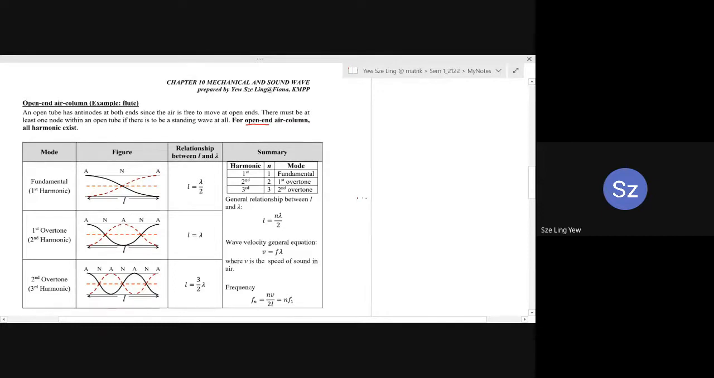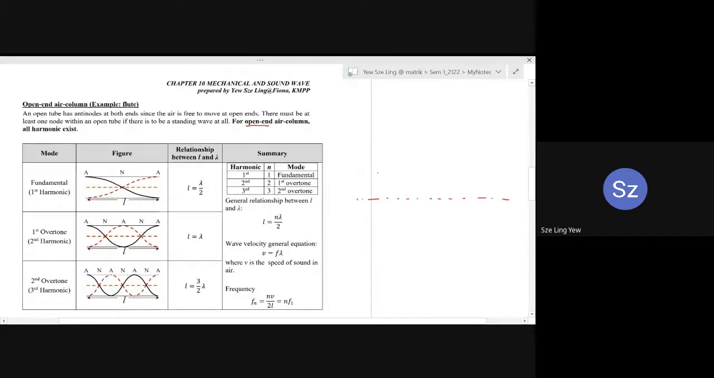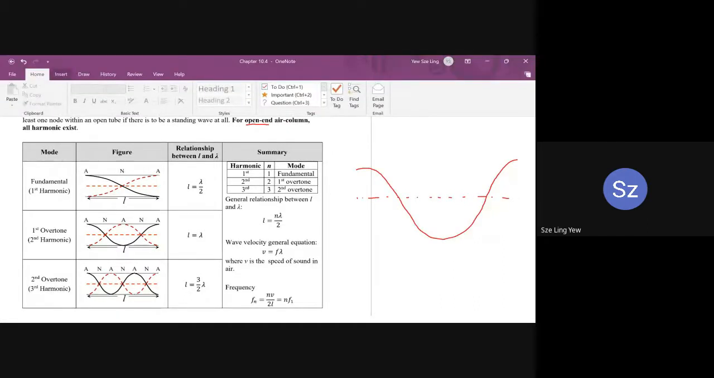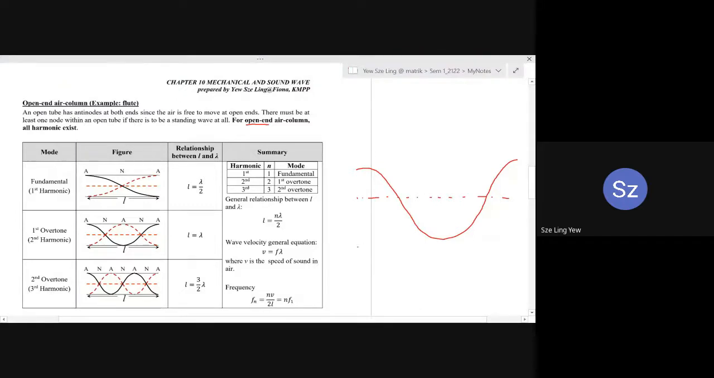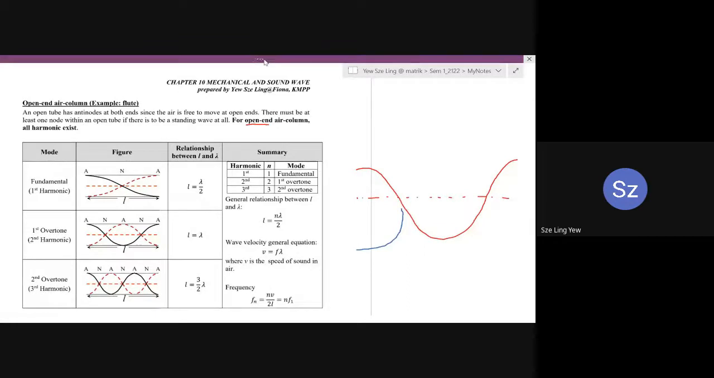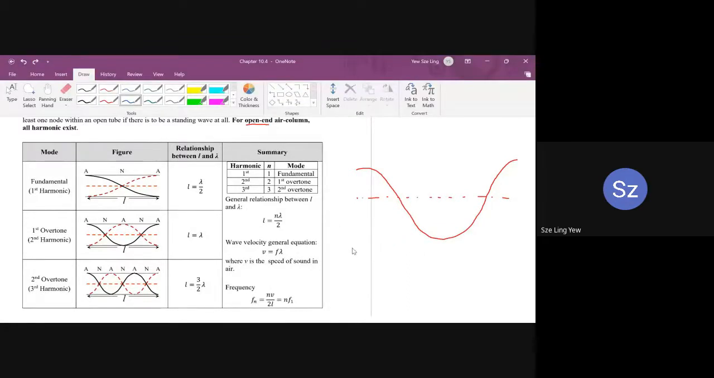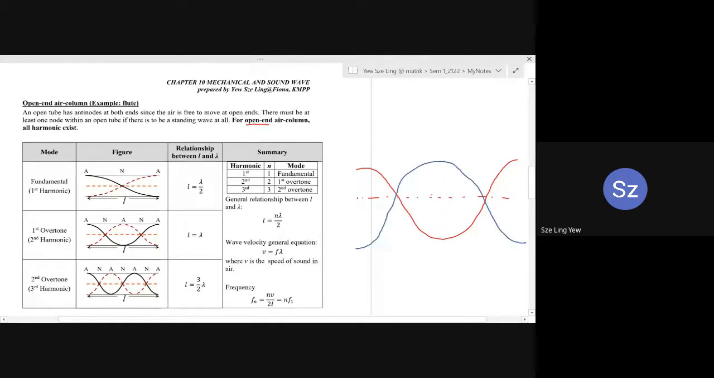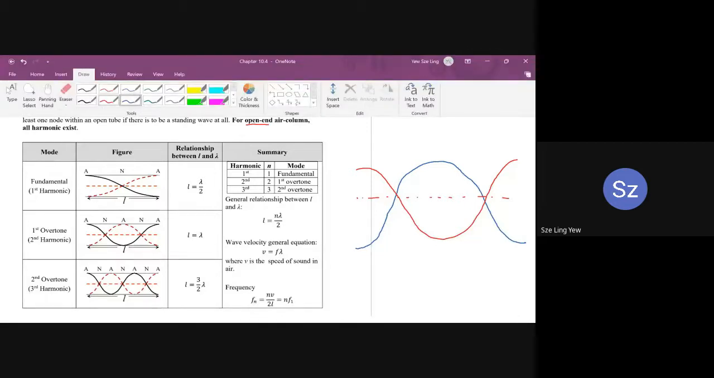If I have this as the equilibrium line, my wave starts from maximum, goes to here, and then goes back up again. And then the shape of another wave goes from negative to positive. So this is a standing wave in the general situation, in most situations.